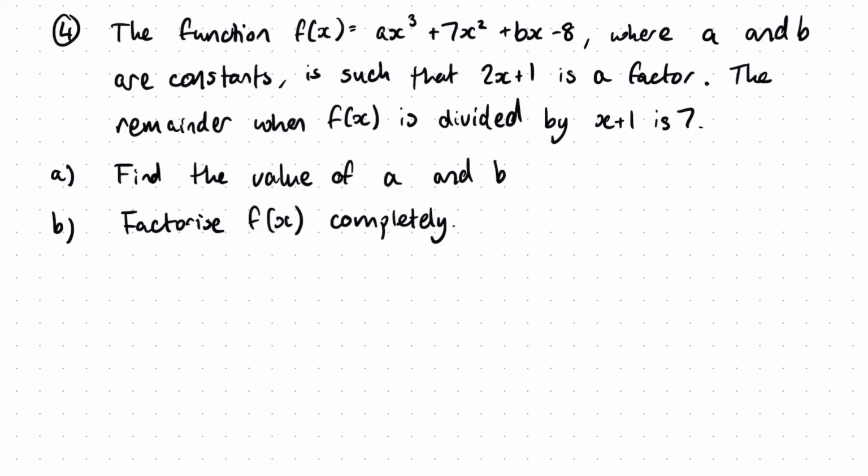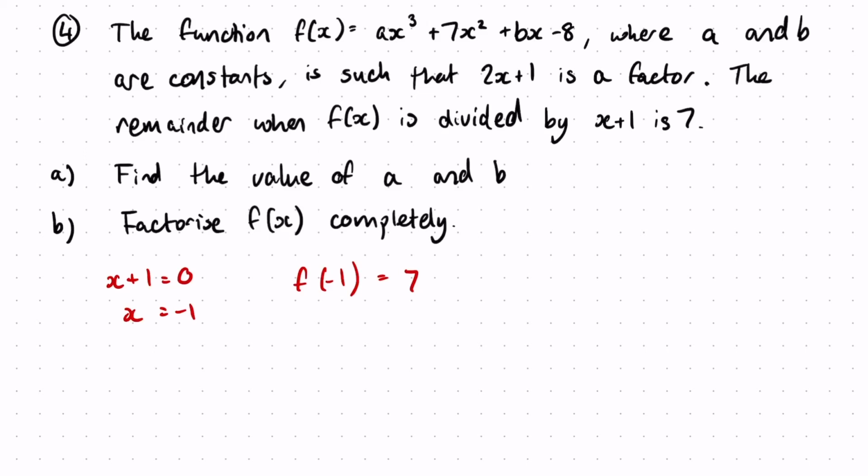We're only given one explicit piece of information, which is when I have x plus 1, which gives me x is minus 1, when I have f of minus 1, I will get the value remainder, which is 7. But the other piece of information which is really important is that 2x plus 1 is a factor.